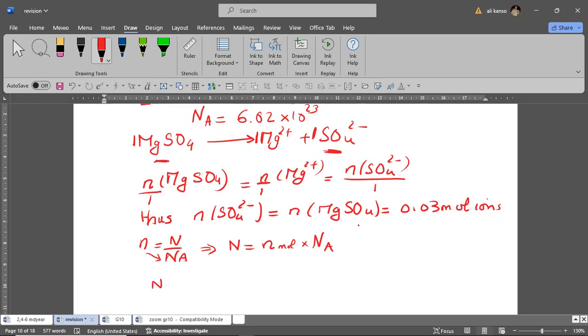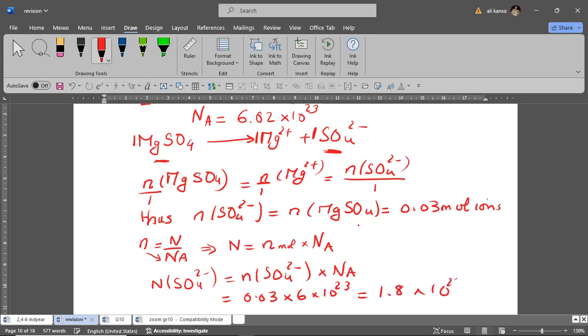So in order to find the number of anions, we just multiply the number of moles by Avogadro's number. The number of anions is 0.03 times 6 times 10 to the 23. The answer will be 1.8 times 10 to the 22 anions. There are other methods you can follow.